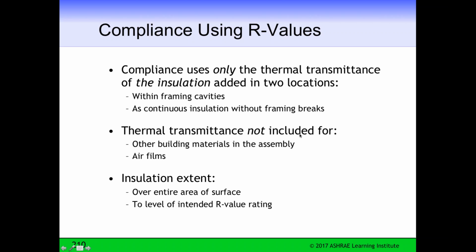And then thermal transmittance is not included when you're using R values for the other building materials in the assembly or for the air film. And the insulation extent is over the entire surface that you're concerned about, and it's to the level, to the intended R value rating. The R value rating is not an average, it's effectively a minimum.